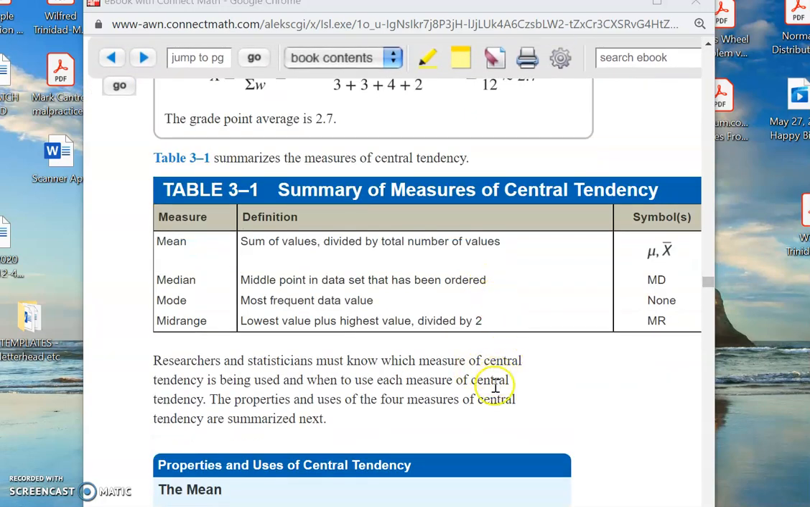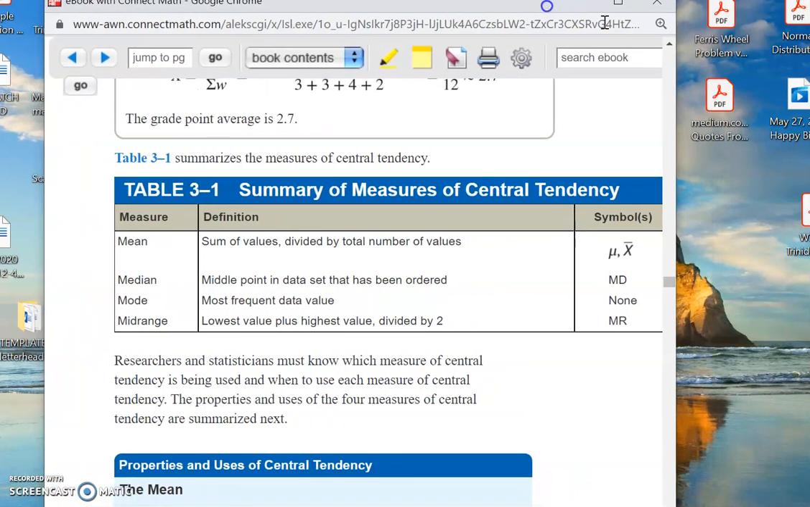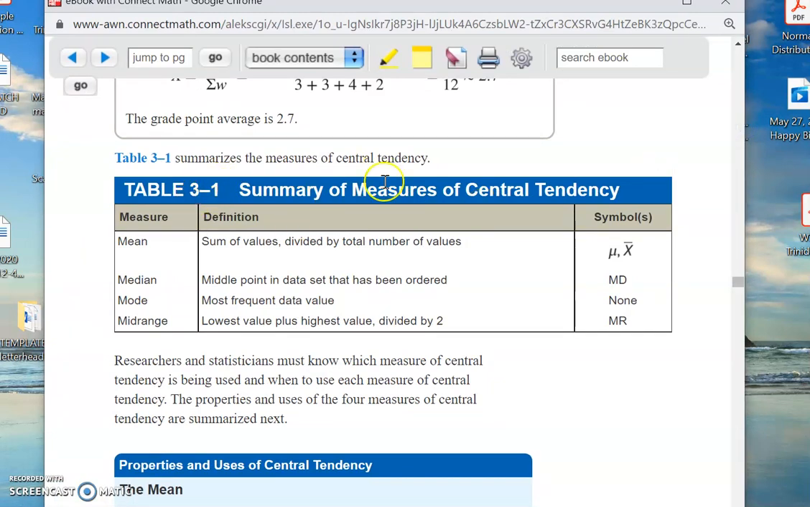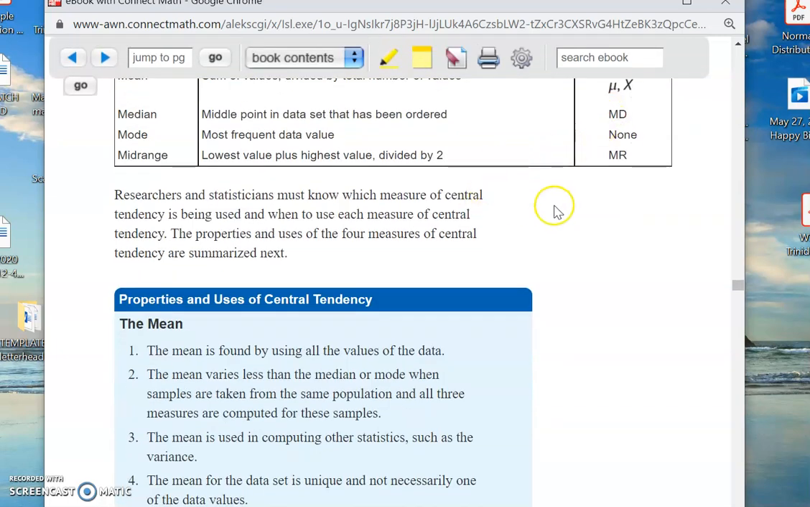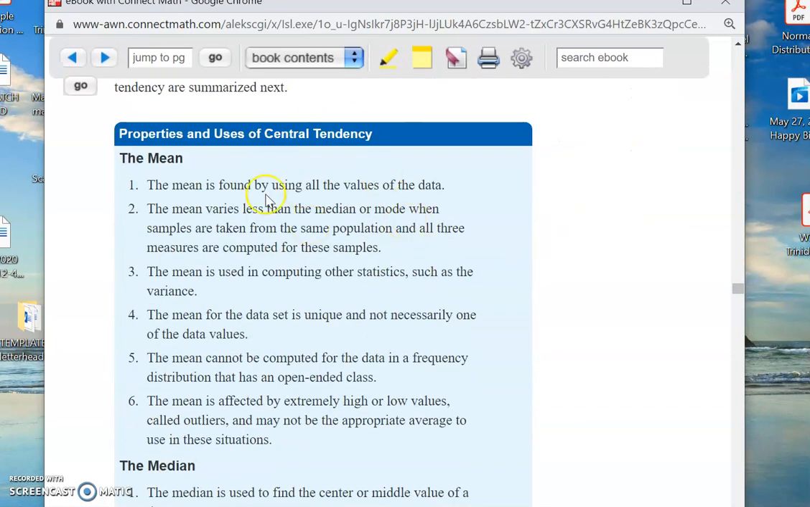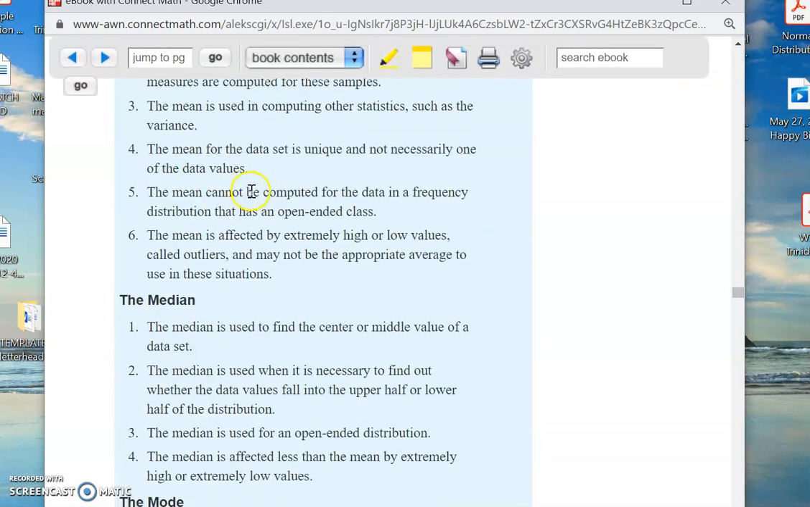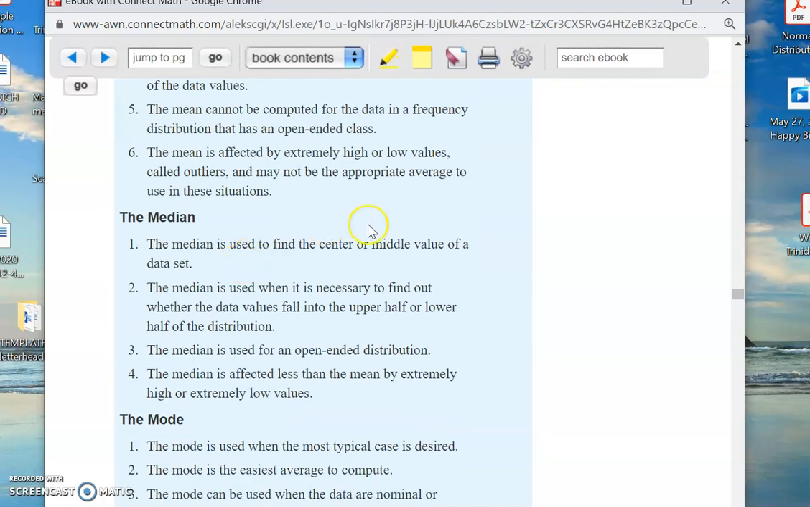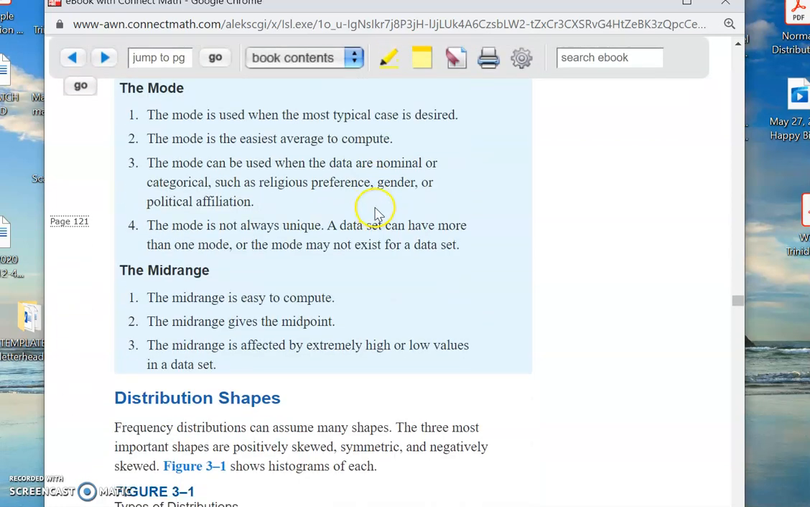One of the things I like about this book, I think it's a great book, is he summarizes things for you. Here's the summary of everything. If nothing else, if you don't take any other notes from the book, make a photocopy of these pages. Here's a summary that kind of tells you everything that you need to know about it. Here are the properties and uses of central tendency. Why do we do this? What's the mean good for? Why do we use the mean sometimes? Why do we use the median sometimes? Okay, I'm going to let you read that. I think it's pretty clear, and we've talked about it as we went along here.